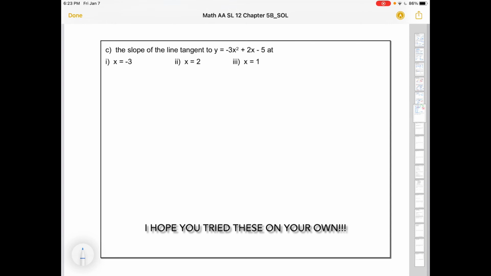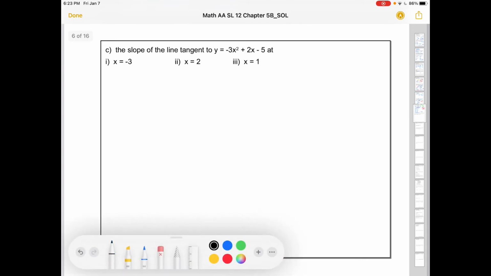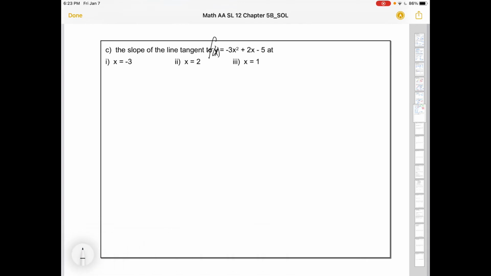Now that my standard sign-off is done, and I assume that you've tried the questions, here we go. I'm going to think of this as f of x instead of y. So for this first one, I'm going to need to figure out f of negative 3, which would be negative 3 times negative 3 squared plus 2 times negative 3 minus negative 3 minus 5.